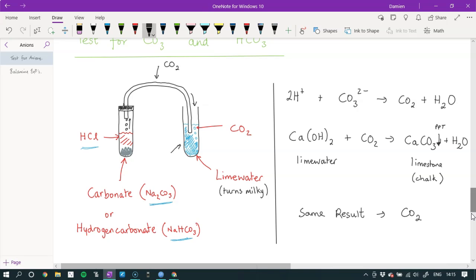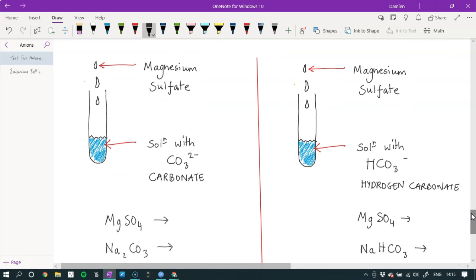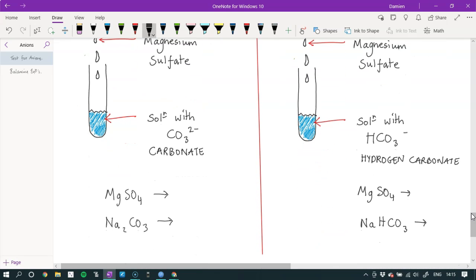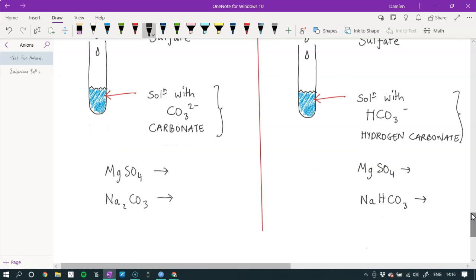Now, if both of them are producing the same thing, how do you distinguish between the two? How do we know which one's a carbonate and which one is a hydrogen carbonate if both of the results are the same? So what we do then is we take our solutions and add magnesium sulfate to them. In the first experiment on the left, we take our solution with carbonate ions that you get from sodium carbonate and add magnesium sulfate. In the second experiment, you take your solution with hydrogen carbonate ions and also react it with magnesium sulfate.